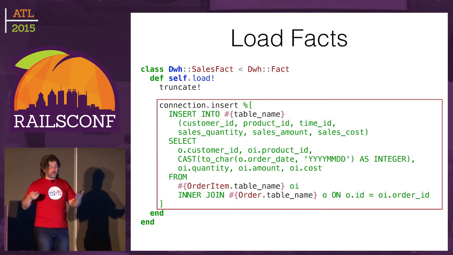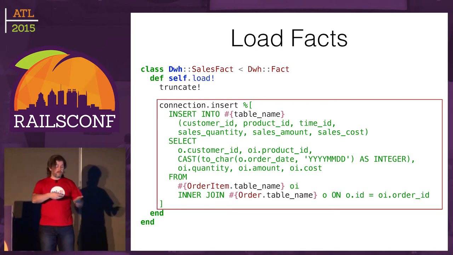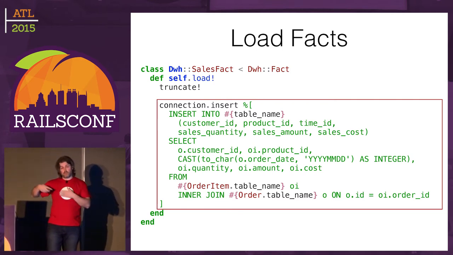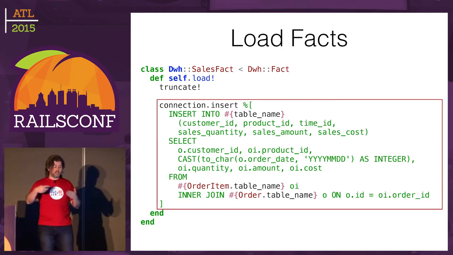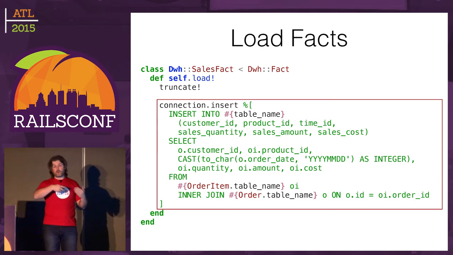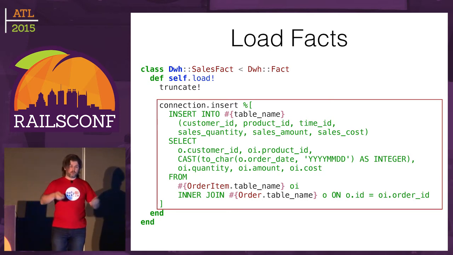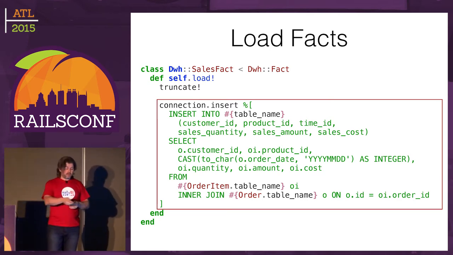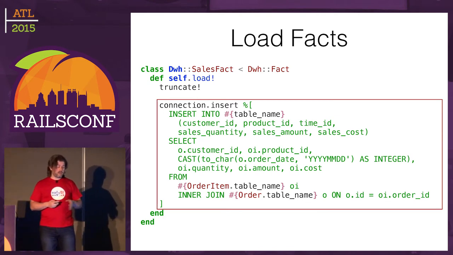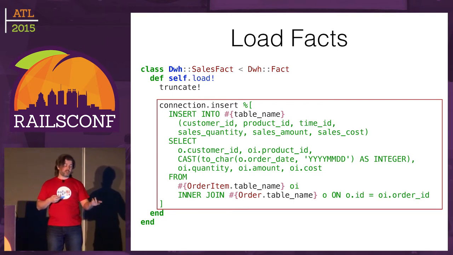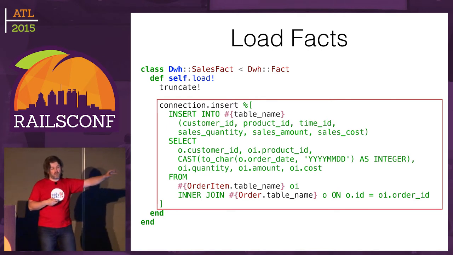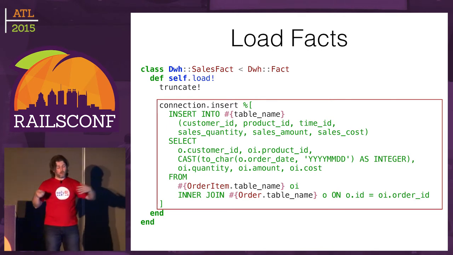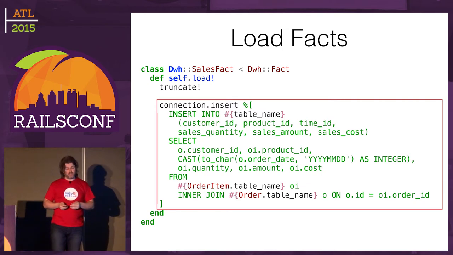And finally, we need to load the facts. In this case, select the data from the orders and order items tables and extract the sales quantity, sales amount, sales cost, and store corresponding foreign key values to our dimension tables. One thing we can see there is that to simplify time dimension ID generation, we are using the convention that we will generate the time ID as 4 year digits, then 2 month digits, and 2 day digits, so that we always understand what the time ID refers to.